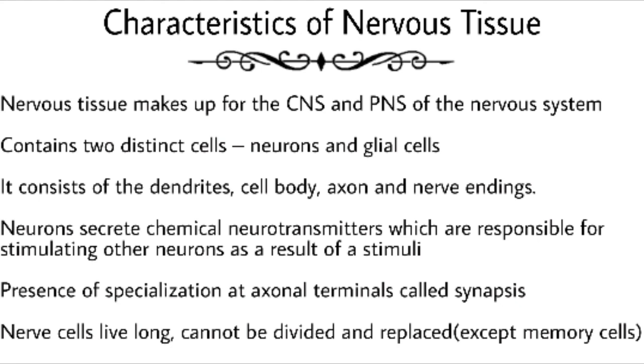Presence of specialization at axon terminals called synapses. Synapses are the joints between two neurons. Nerve cells live long, cannot be divided and replaced except memory cells, as I have discussed earlier.